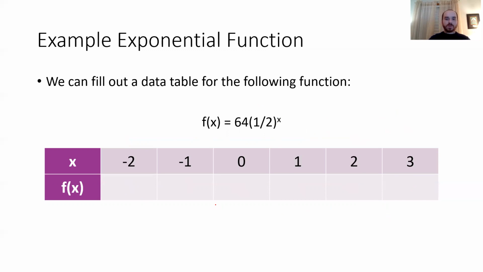So let's look at this one. This time we have f of x equals 64 times 1/2 to the x. Now, you'll notice that this has a negative value for our x. So we can have negative exponents. That doesn't make any difference.